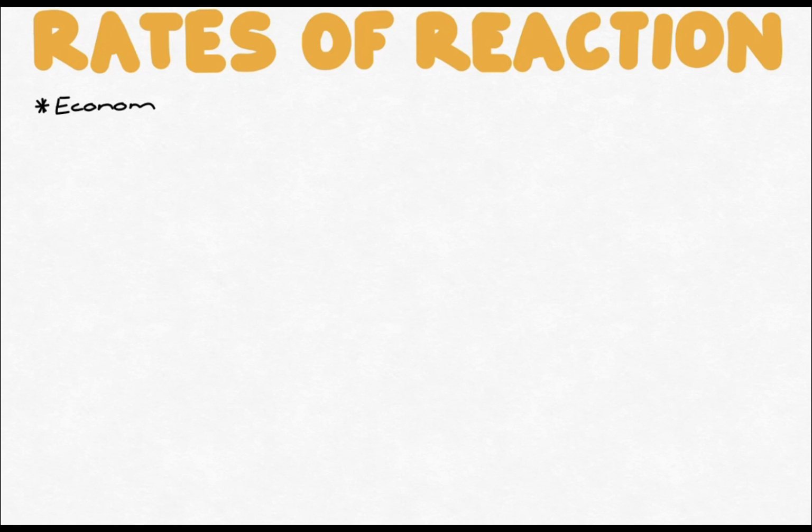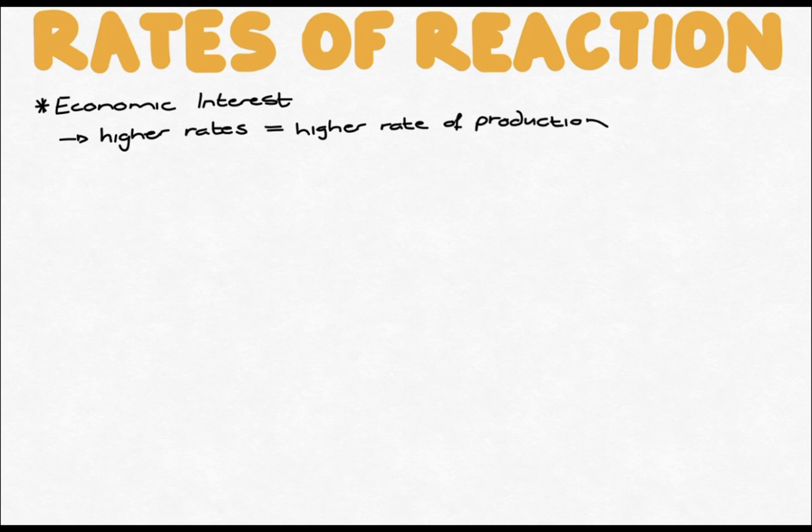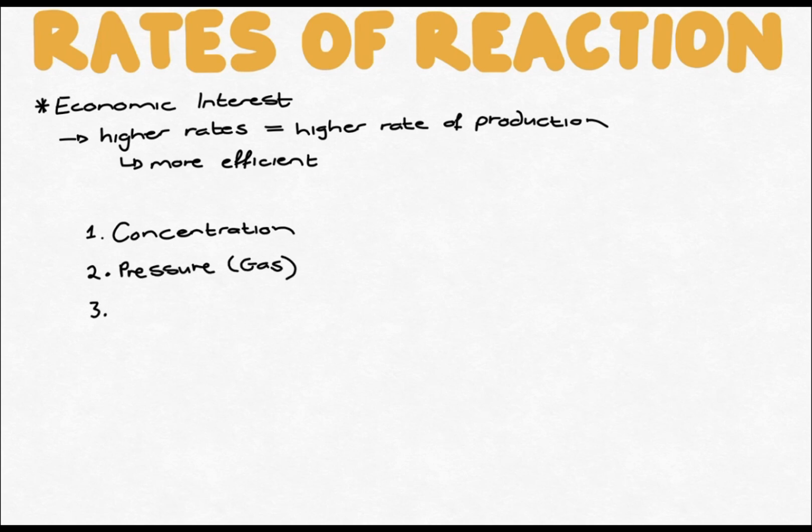Now, this is of economic interest, as a higher rate of reaction implies a higher rate of production, and hence a more efficient and sustainable process can be attained. Now, the rate of reaction can be affected by a few conditions. Firstly, the concentration of the reactants, the pressure, especially in gases, the surface area of solid reactants, the temperature of the reaction, and the presence of a catalyst.